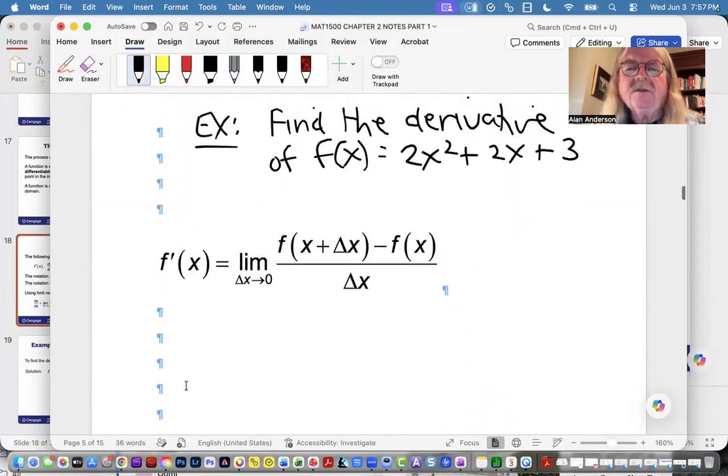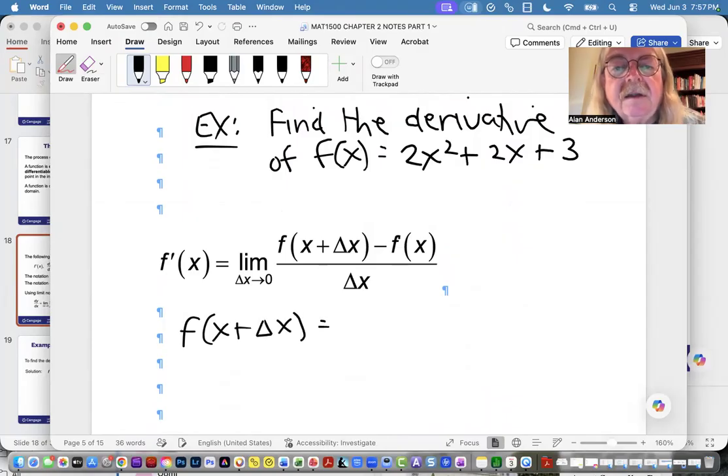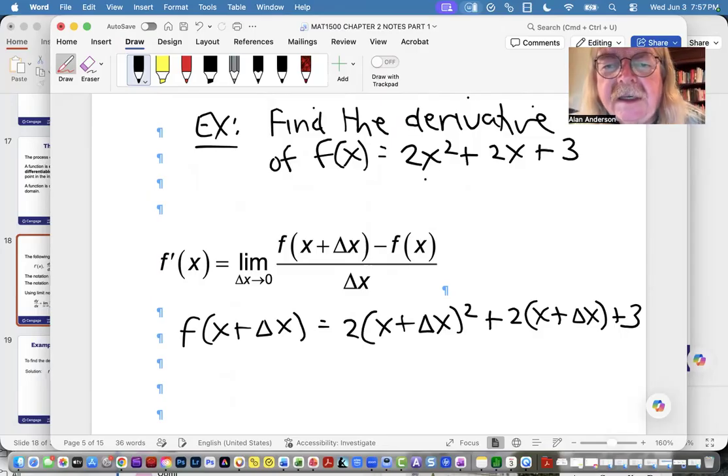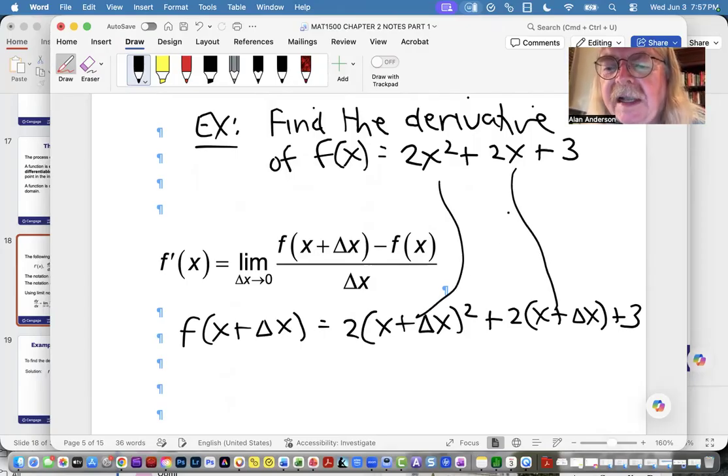Okay, so f of x, we already have it. f of x plus delta x, what does that equal to? So again, just like before, you go to your f of x and all the x's become x plus delta x. So you notice what I've done here with x squared, it became x plus delta x squared. And this one just became 2 times x plus delta x.